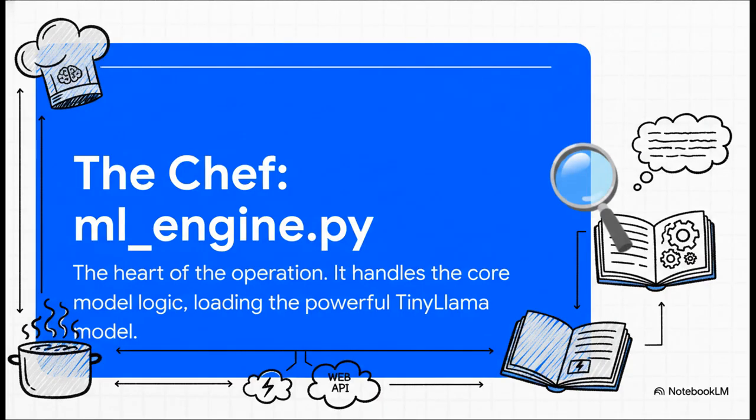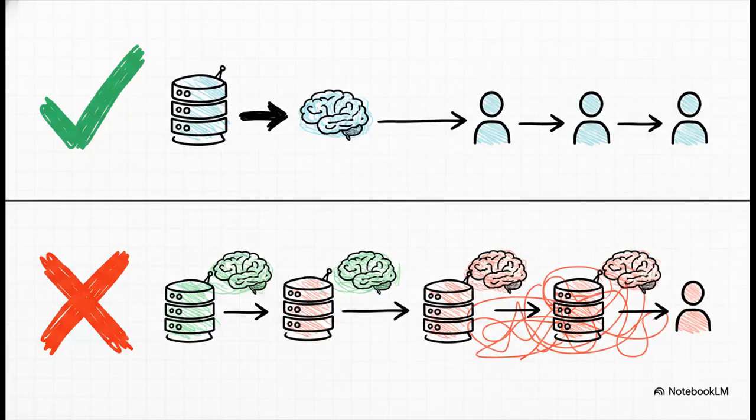First up, MLEngine.py. This is the heart of the whole operation. It's the kitchen, the engine room. This is where our actual AI chef, in this case, a powerful little model called TinyLlama, lives and works. Its one and only job is to load up that model and get it ready to start cooking up some amazing text. Now, here is the single most important, unbreakable rule of this kitchen. You load the model into memory exactly 1 time, right when the server starts up. You would never ever rebuild the entire kitchen every single time a new customer walks in the door. That would be total chaos and incredibly slow.